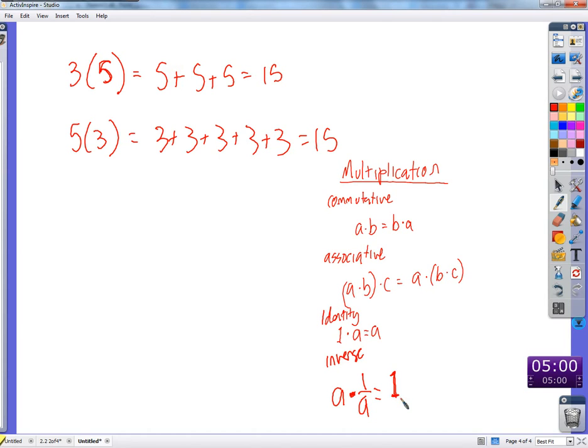It's only 1. It could be a only if a is 1, which it's not necessarily. So a times its multiplicative inverse, 1 over a, is 1. So multiplied by its reciprocal, you get 1.